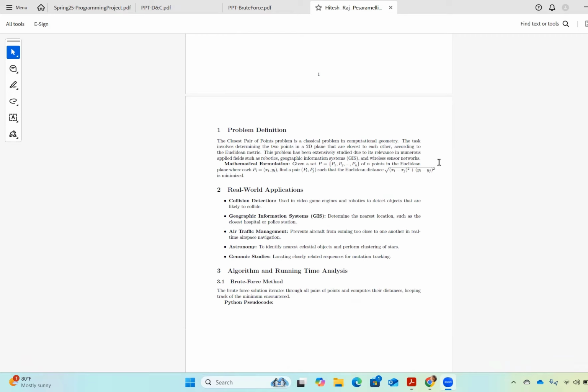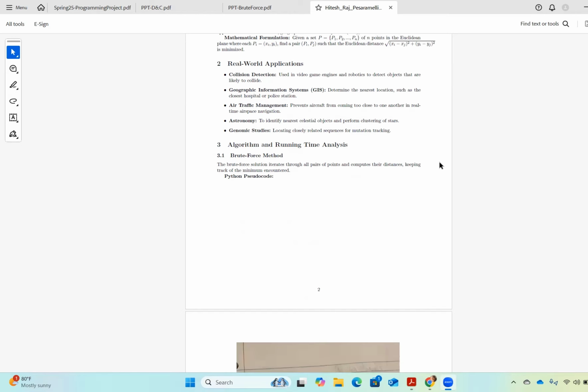To compare performance, I implemented two methods: brute force and divide and conquer. The experiments ran on input sizes from 10,000 to 55,000 points, averaging each size over 10 trials.